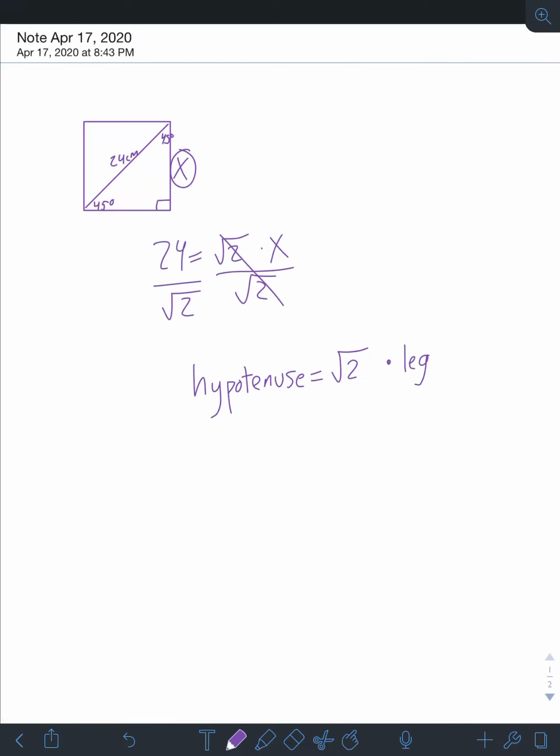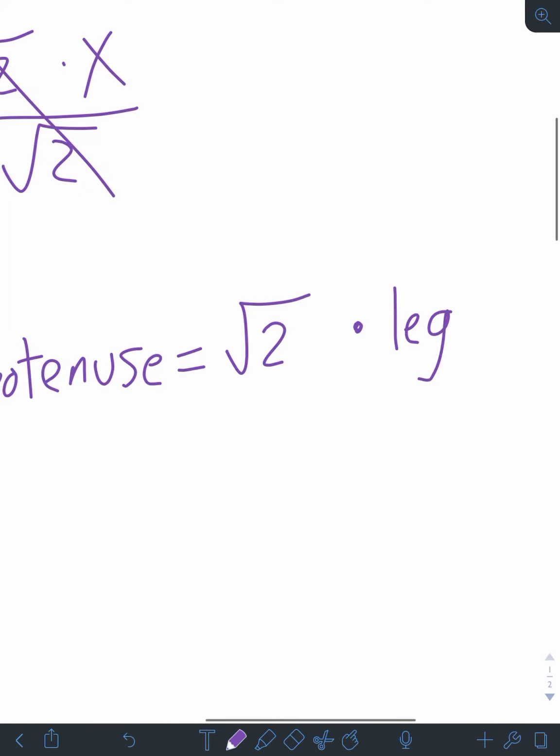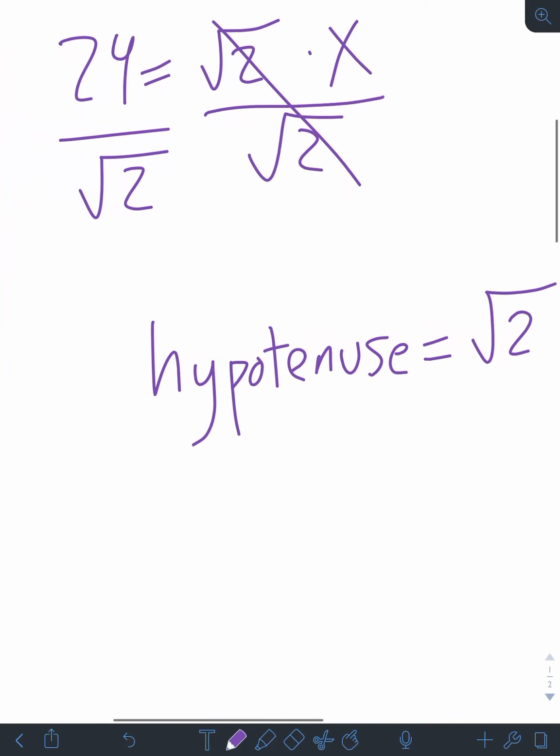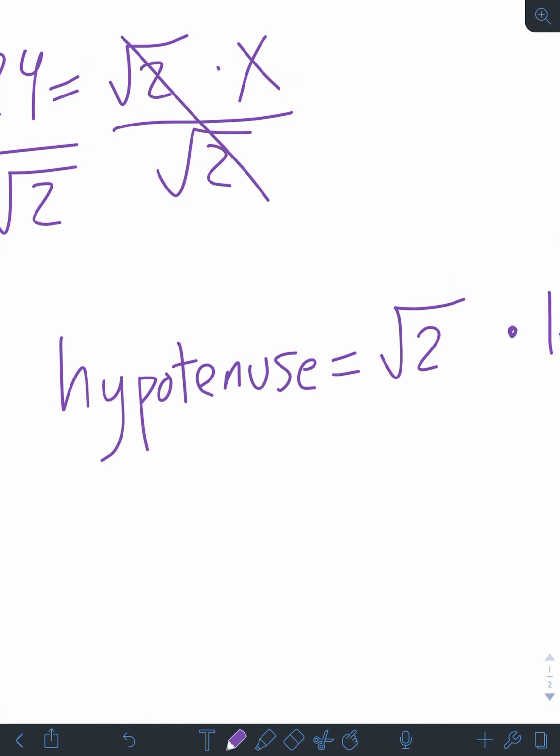So this is your formula for all 45, 45, 90 triangles, and it's really nice. If you have a leg, simply multiply it by the square root of 2. You don't really have to use a calculator for that, as MathXL will just accept it as the square root of 2 times the number without having to do any math.